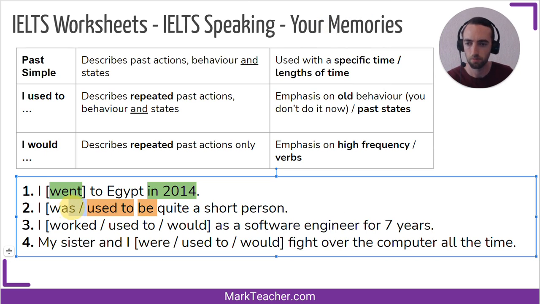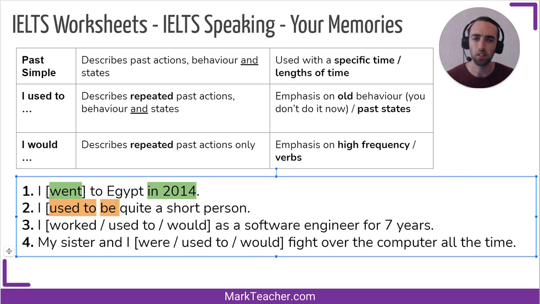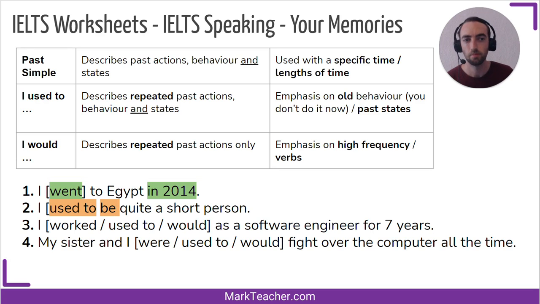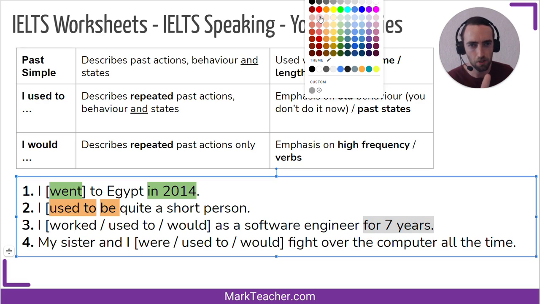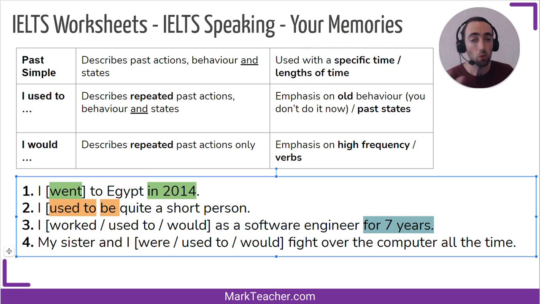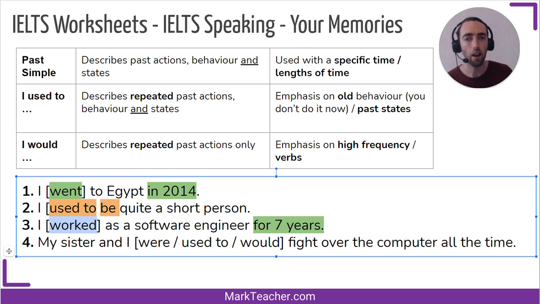Number 3. I worked, I used to, I would, as a software engineer for 7 years. In this case, we have a length of time, a specific length of time in the past. This means we should use the past simple, which is I worked as a software engineer for 7 years.